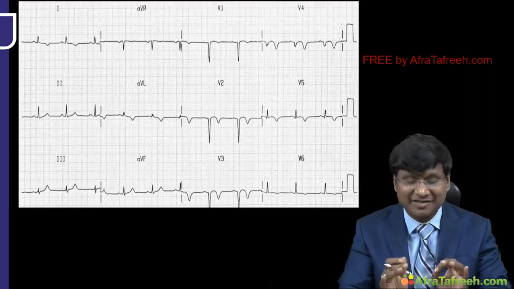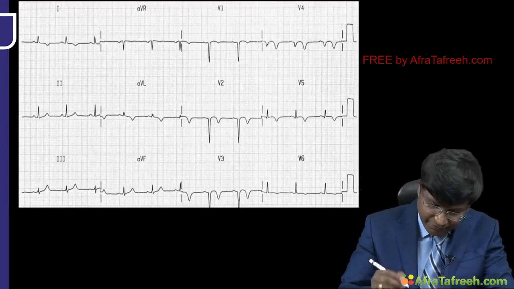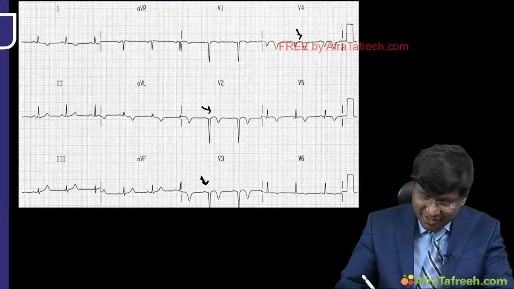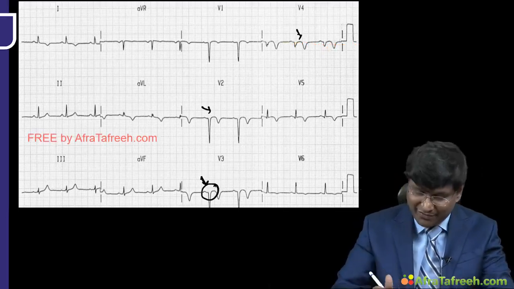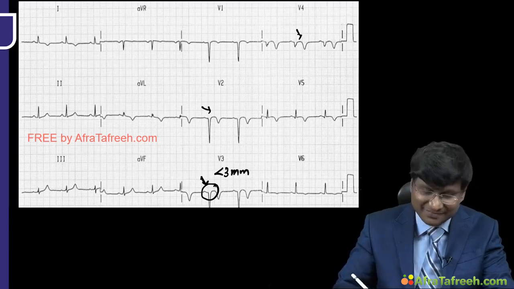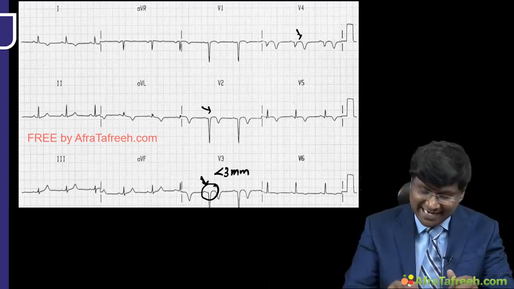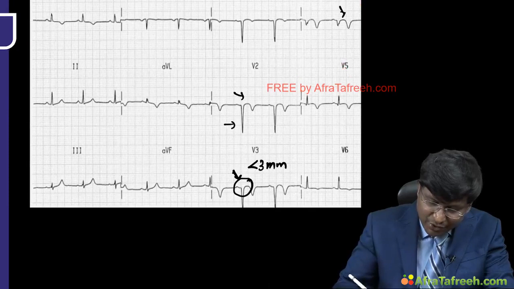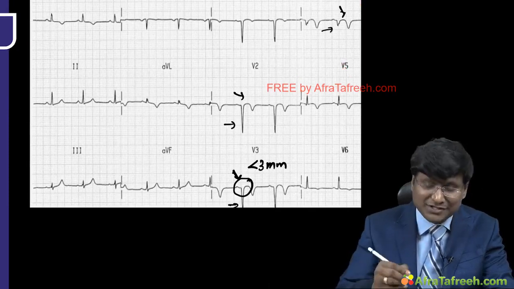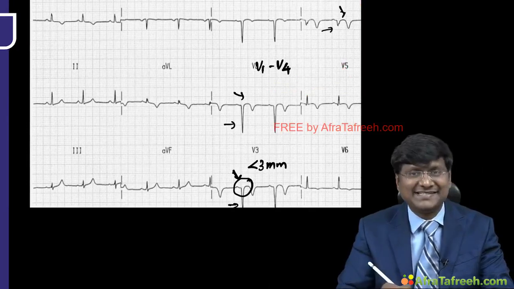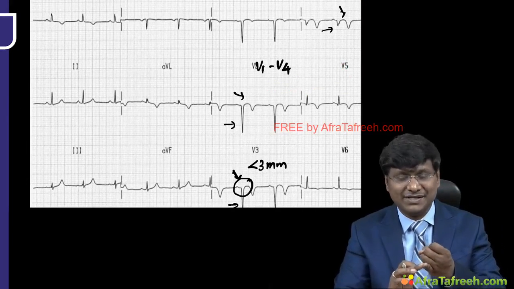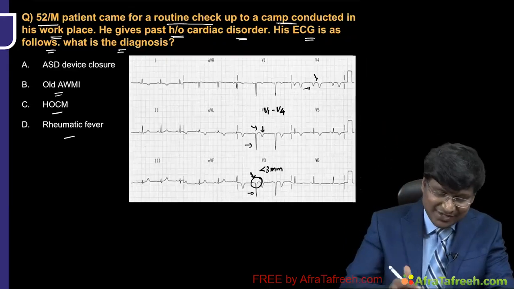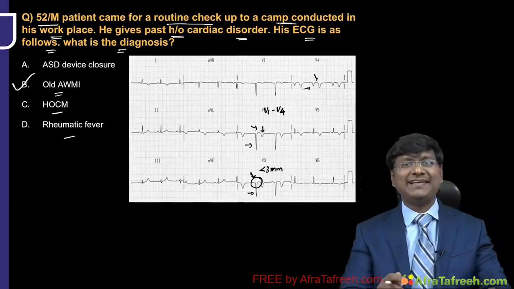The abnormality that you are having, if you closely observe, first and foremost, is poor R wave progression. Okay, because in V3 the amplitude of the R wave is less than 3 mm. So this is a criteria for poor R wave progression. And along with that, what are the other abnormalities you are having here? You are having the presence of QS complexes in the anterior leads. So you have QS complexes, poor R wave progression, and the T wave is also inverted in the anterior leads. So this is suggestive of old anterior wall MI.